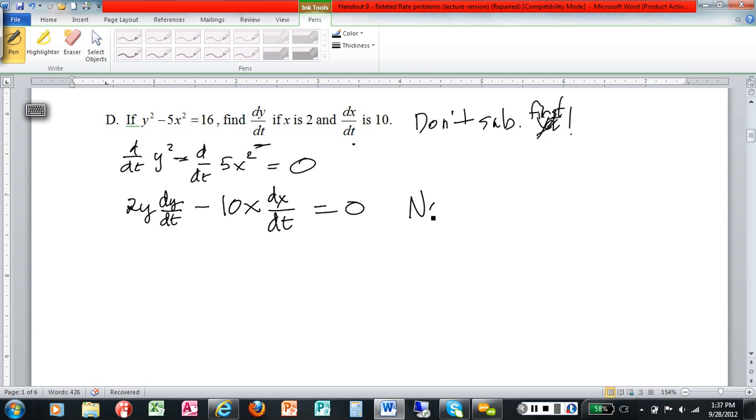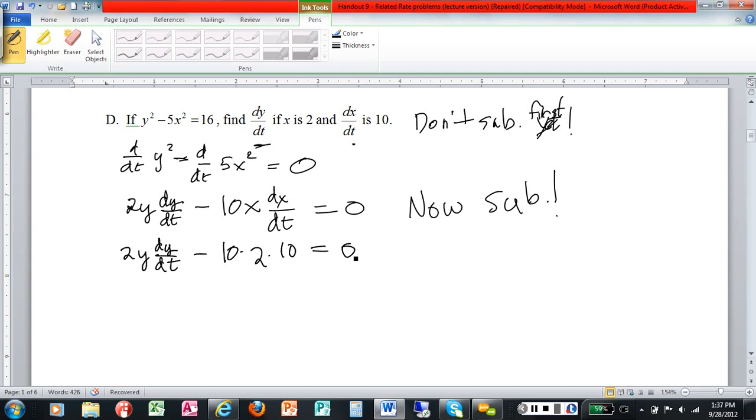Now we can substitute. Once you've done the d/dt, now we can sub those things in. Got dy/dt I'm looking for. The x is 2, so I have 2y dy/dt minus 10 times 2 dx/dt. So I have 2y dy/dt minus, what was that, 200? Equals 0.